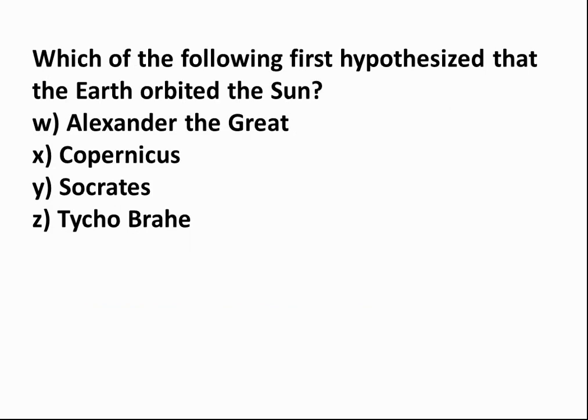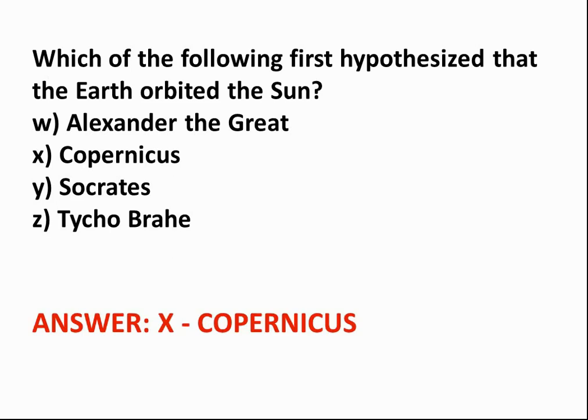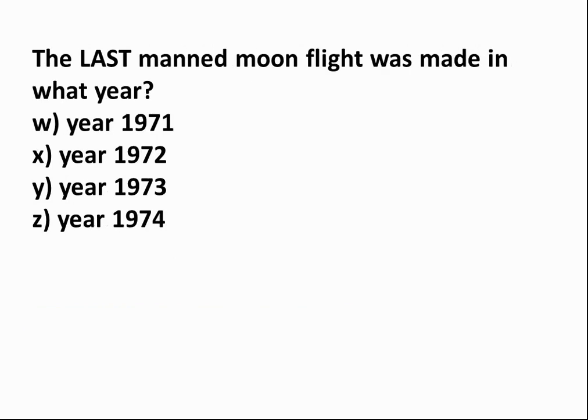Which of the following first hypothesized that the Earth orbited the Sun? W. Alexander the Great, X. Copernicus, Y. Socrates, Z. Tycho Brahe. Answer: X. Copernicus. The last manned moon flight was made in what year? W. Year 1971. X. Year 1972. Y. Year 1973. Z. Year 1974.